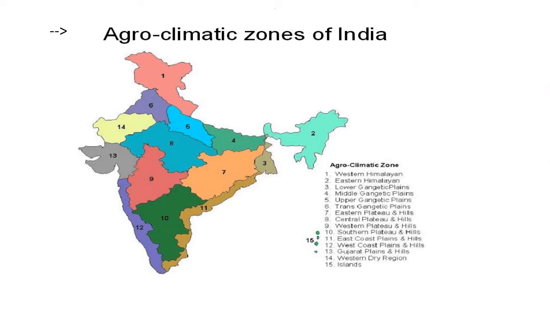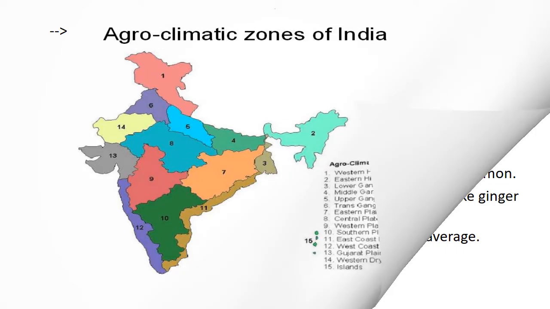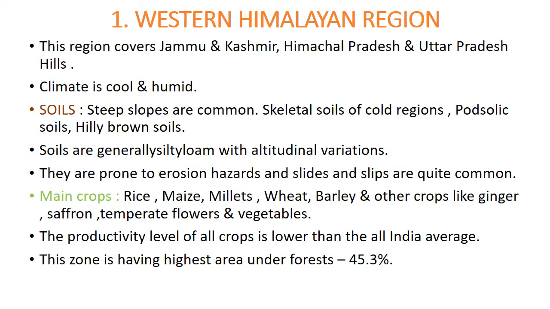These are the 15 agroclimatic zones of India. Firstly, Western Himalayan region. This region consists of Jammu, Kashmir, Himachal Pradesh and Uttar Pradesh hills. Here the climate is cool and humid.